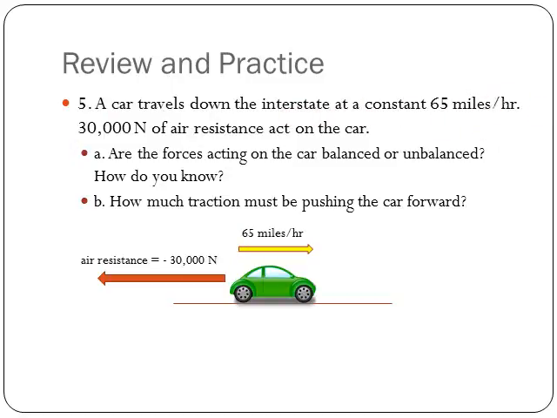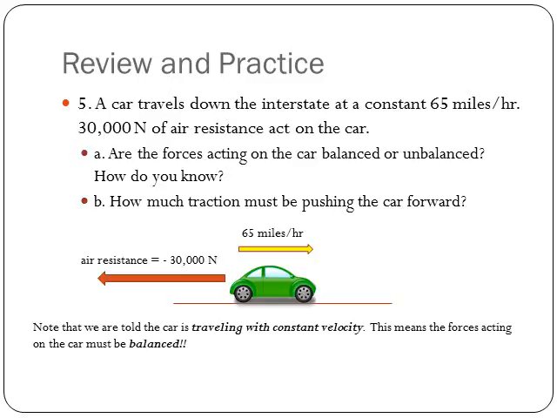So if the car has constant velocity, what does that mean about its acceleration? Well, constant velocity means no acceleration. So note that we are being told the car is traveling with constant velocity. This means the forces acting on the car must be balanced. Balanced forces means no acceleration. The car will have constant velocity. So we've answered the first question. The forces must be balanced. And again, we know that because of the constant velocity of the car.